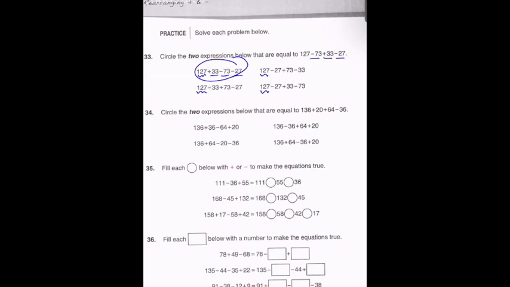And then for our next option, we're subtracting 27, so that's correct. But then now we're adding 73 instead of subtracting, so the sign was switched, and so that is going to be incorrect. Now for the next option, we're subtracting 33 when we should be adding it, so this is also incorrect. Now for the last option, we're subtracting 27, adding 33, and subtracting 73, so that's correct. And so these two are going to be our correct expressions.